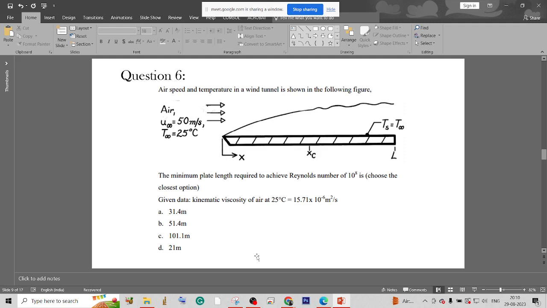Option A. Okay, so Reynolds number is u infinity x upon nu. So here we need to find out at which x the Reynolds number is occurring. So L minimum is 10 to the power 8 times nu upon u infinity. So this is 10 to the power 8 into 15.71 into 10 to the power minus 6, which is already given, divided by 50. So this value comes out to be 30.4 meters. This is option A.